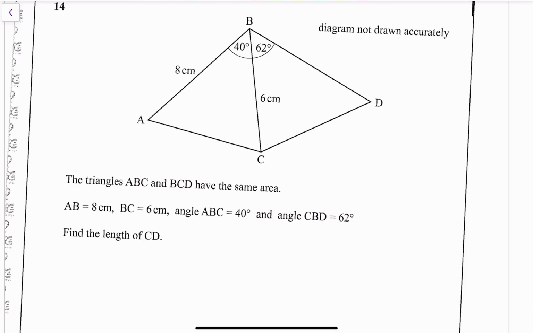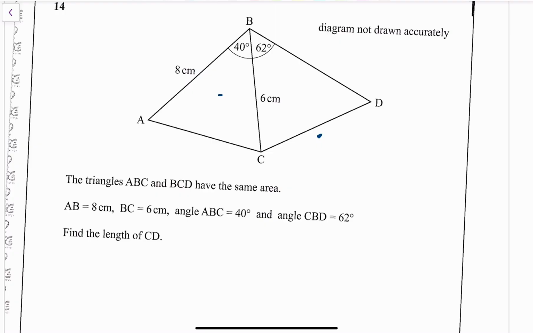If you get started, it says triangles ABC and BCD have the same area. And it tells you a few lengths here. AB is 8, BC is 6, angle ABC is 40, angle CBD is 32. Find the length of CD. So what we need to get is this length, but we need to work with the areas first of all.